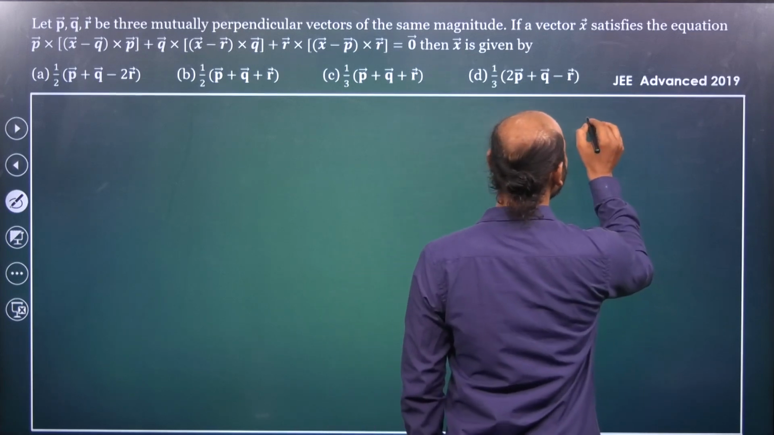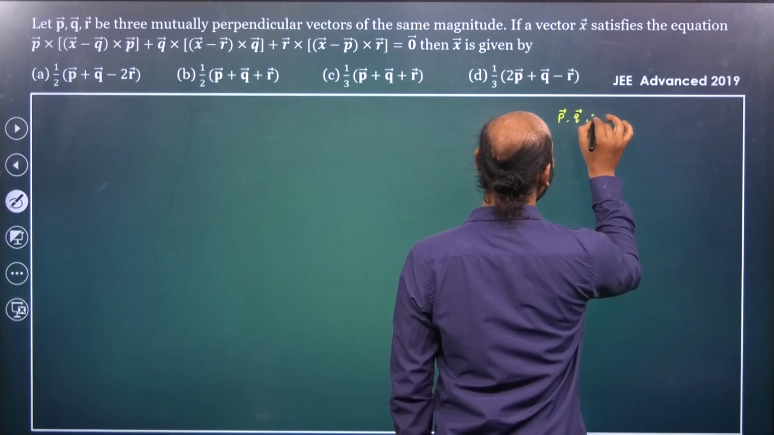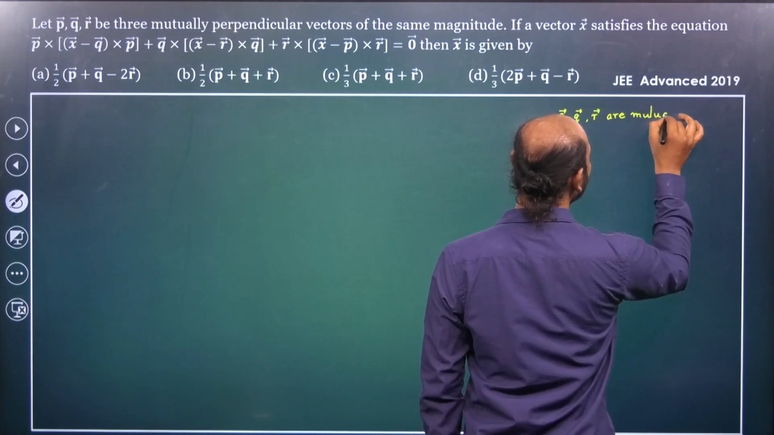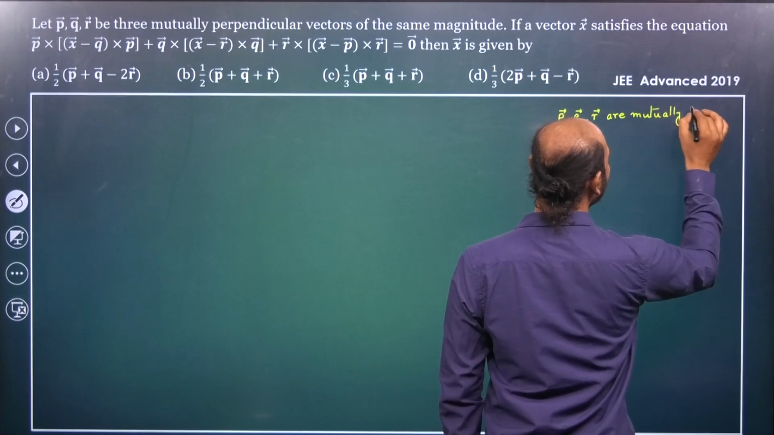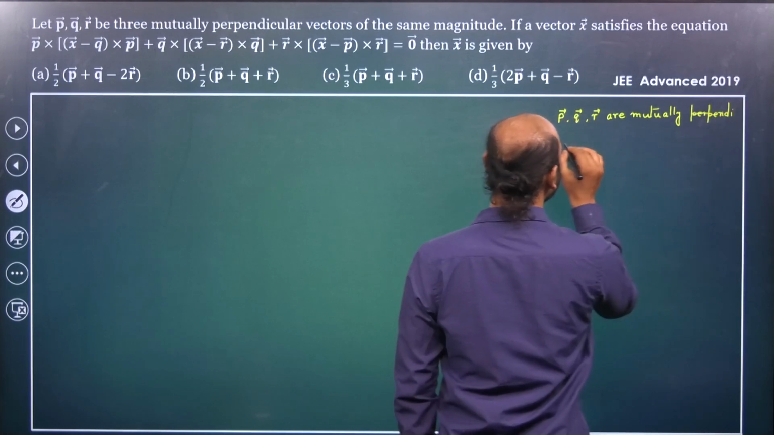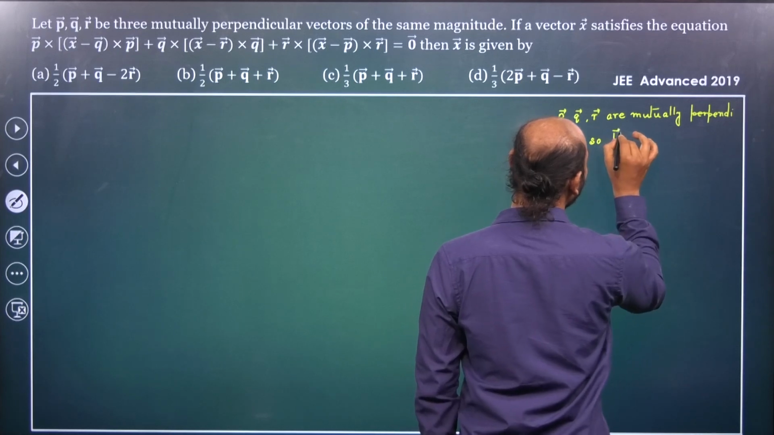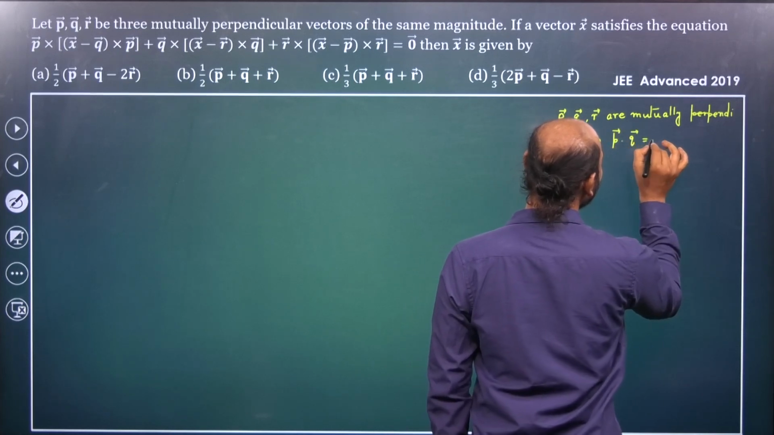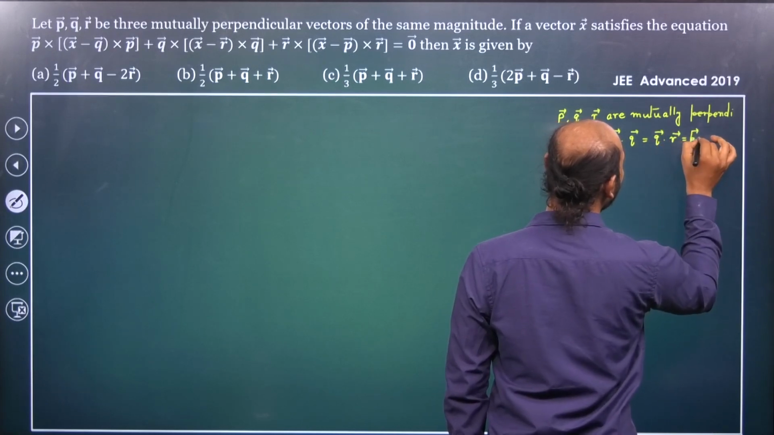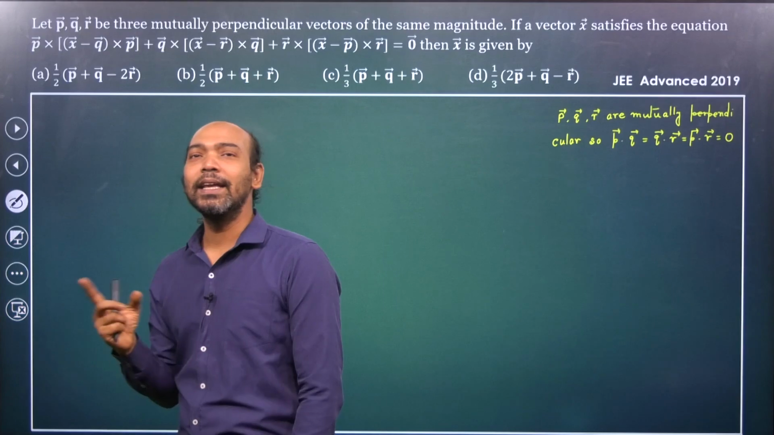So here it says that the vectors P, Q, and R are mutually perpendicular. So their dot product P dot Q is equal to Q dot R, and that's equal to P dot R, that's equal to 0. So any dot product you take in any combination, that's 0.